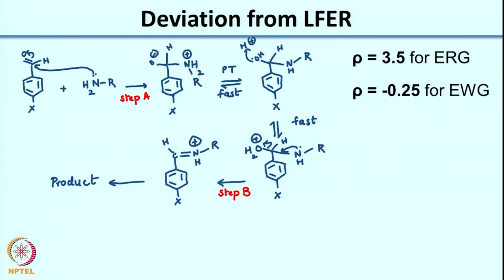Now, let us look at the situation when you have X as an electron releasing group and X as an electron withdrawing group, and I will let you think about this first before I tell you the answer. So, if you have an electron withdrawing group, which of these steps will go slower? Will it be step A or step B? So, look carefully at both these steps and try to rationalize which step will go slower if you have an electron withdrawing group. Similarly, if you have an electron releasing group, which of these steps would go slower? So, if you want to spend more time thinking about it, you can press the pause button in the video and think about it.